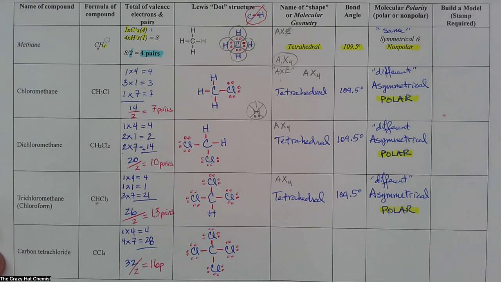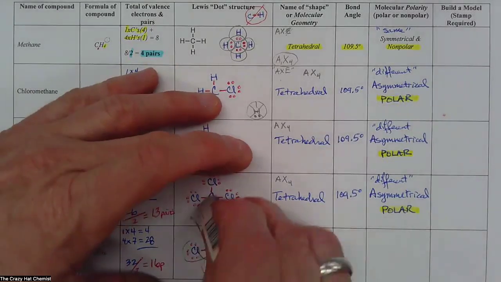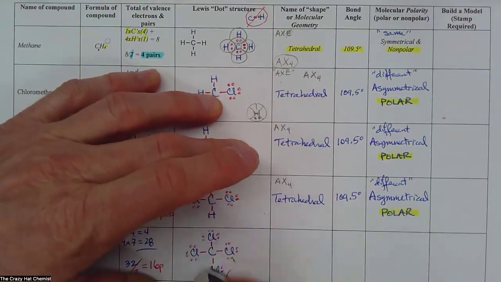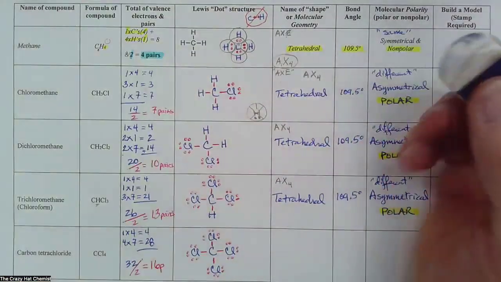I'm going to verify the octet rule. 2, 4, 6, 8. That's an octet. Verify the octet rule on each chlorine, and then on that central carbon. 2, 4, 6, 8. That is satisfied. Erase all that. I do that in my head. I actually don't write that on paper.